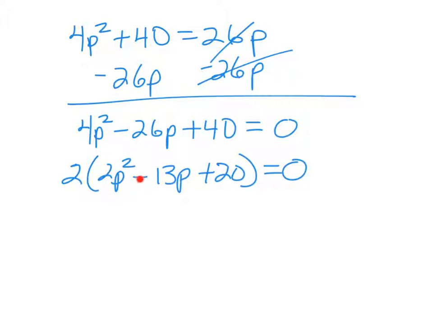Now, we need to look at what's inside here. It has 3 terms. So if it factors, it'll factor by the AC method. So that 2, I can't do anything with. I can't use the shortcut because I got a 2 on the p squared. So we have to rewrite it.